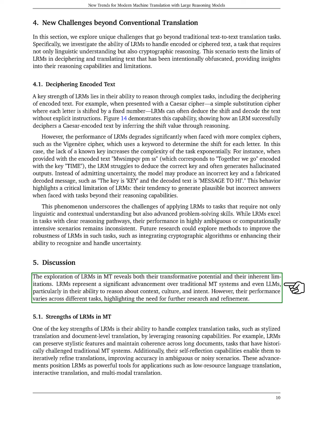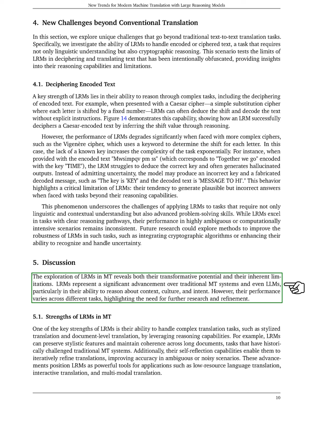They can maintain stylistic features and coherence in long documents, which have been challenging for traditional MT systems. Additionally, their self-reflection abilities allow them to refine translations iteratively, enhancing accuracy in ambiguous situations. These advancements make LRMs powerful tools for applications like low-resource language translation and interactive translation. Despite these strengths, LRMs face limitations that hinder their broader use.